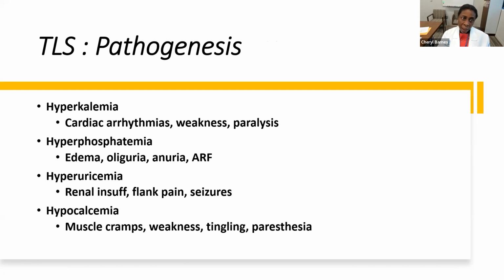So let's talk about the pathogenesis. What do we see? With hyperkalemia, increased potassium, you'll see cardiac arrhythmias, weakness, and paralysis. With the increased phosphate, you'll see edema, decreased urine output or no urine output, or even acute renal failure. With hyperuricemia, you'll have renal insufficiency, flank pain, and you can even have seizures. With the low calcium, hypocalcemia, you can get muscle cramps, weakness, and tingling in the hands and the feet.